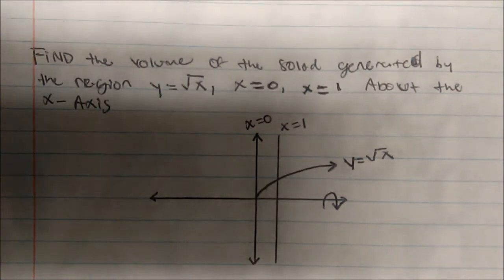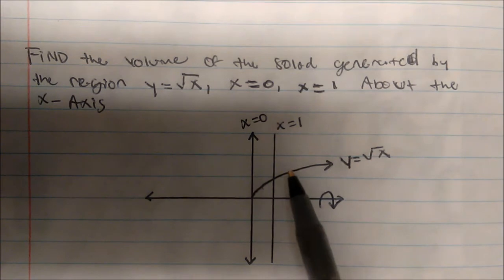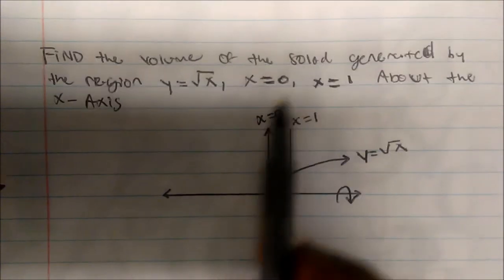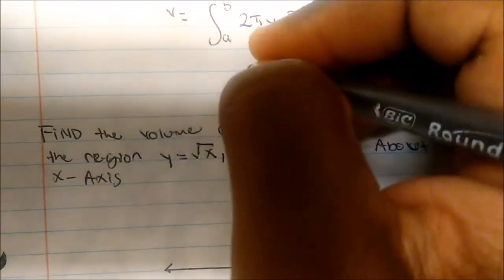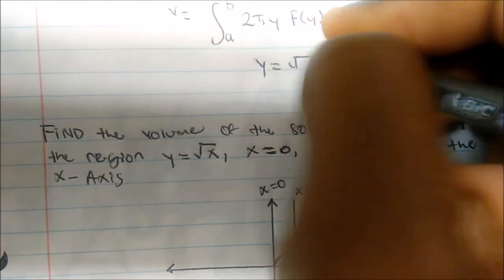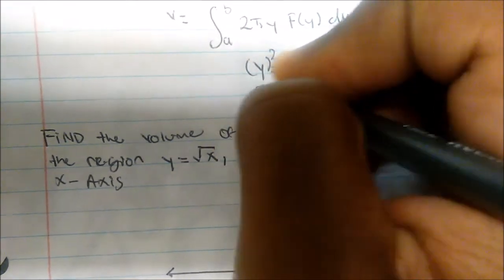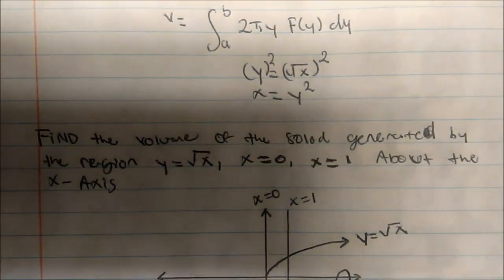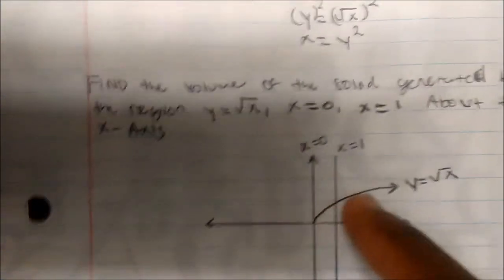Okay. Now, we got to be very careful here. It says about the y-axis, and so we're integrating everything with respect to y. My function is with respect to x, and so I got to change that. So if I take y equal to the square root of x, and I square both sides, then I get x to be y squared. Okay, and so we got to be very careful. Now that my function is in terms of y, I have x is equal to y squared.